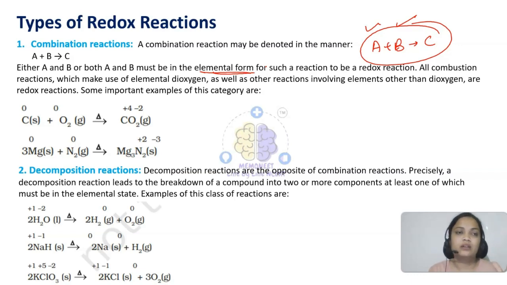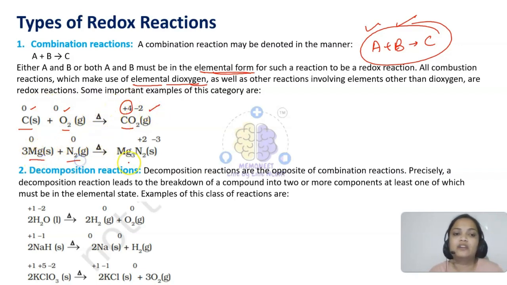Keep that in mind. So all combustion reactions which are using elemental dioxygen, because in a combustion reaction elemental dioxygen is used, so they are redox reactions. For example, here it is given carbon plus oxygen gives CO2. So the oxidation numbers of carbon and oxygen are 0 because they are in their elemental state. For carbon it is increasing to +4 and for oxygen it is decreasing to -2. So this is a redox reaction.